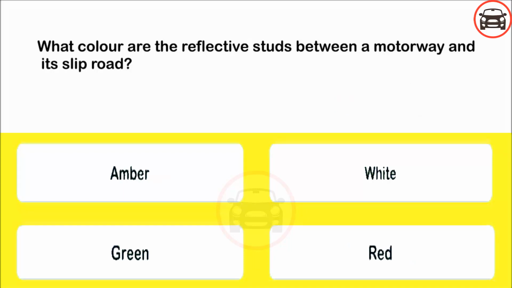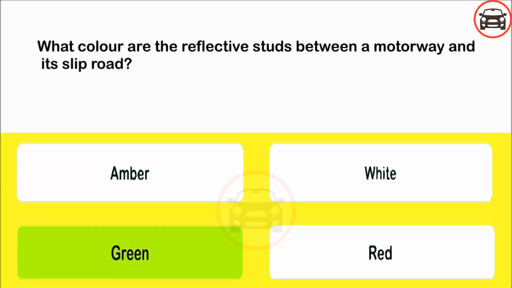What colour are the reflective studs between a motorway and its slip road? Amber, white, green, red. Green.